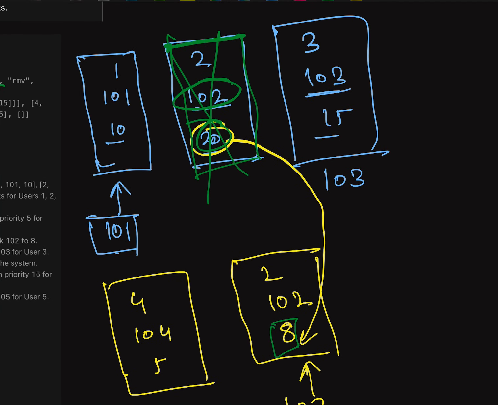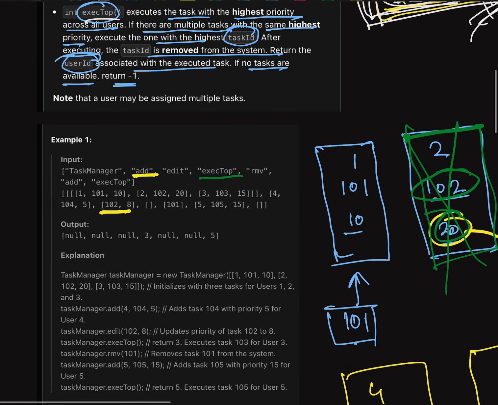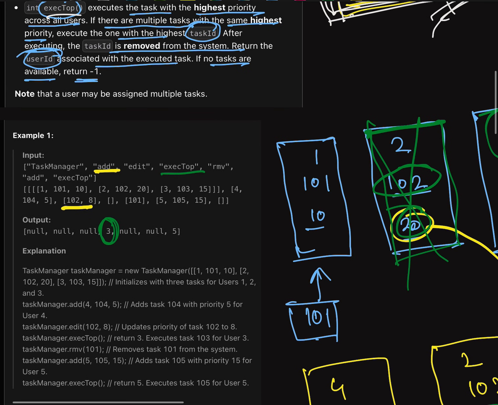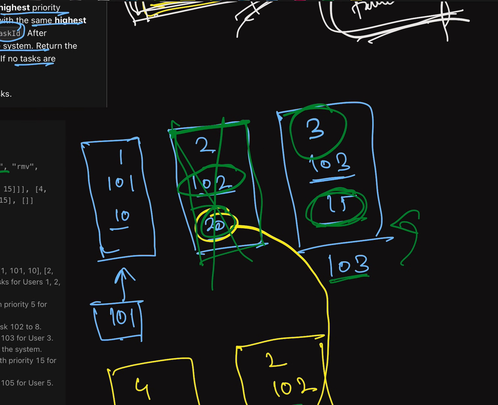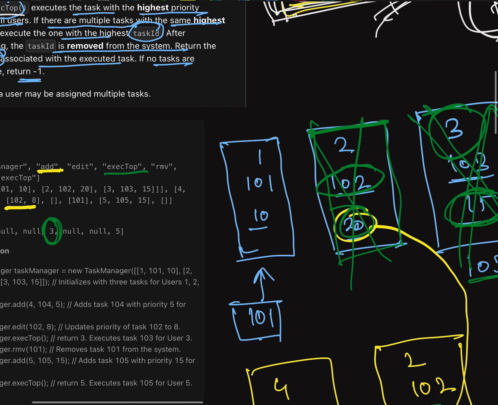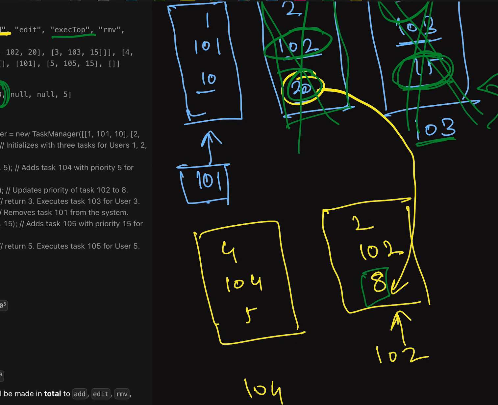Next priority is 15. What is 103 pointing to? It is pointing to this data itself, so the priority is the same. So this is the updated data. I'll check the user ID. The user ID is 3, so I'll return 3 here. You can check here, the output is 3. Now this is already removed. They mentioned that whenever a task is executed, it will be removed from the queue. So these 3 data are currently present in our current scenario.